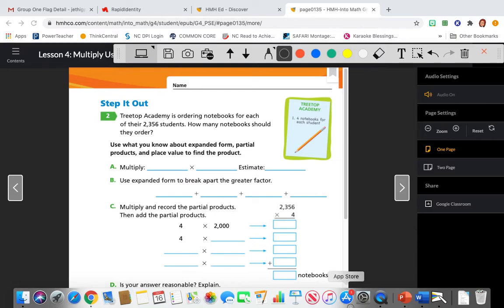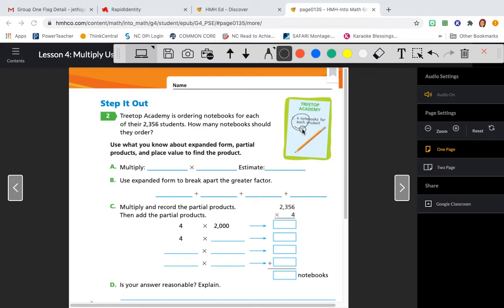Okay, so remember we use those pictures, 4 notebooks, that's what we're going to multiply by, and then there were 2,356 students. So I'm going to estimate. I'm going to look at rounding that 2,356 to the nearest thousand. 3 is lower than 5, so we're going to stay with 2,000. So if I estimate 4 times 2 is 8, and I'm going to add 3 zeros. So here's my estimate. 8,000 notebooks is what I think.